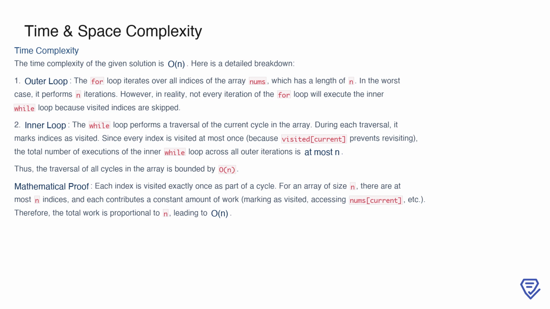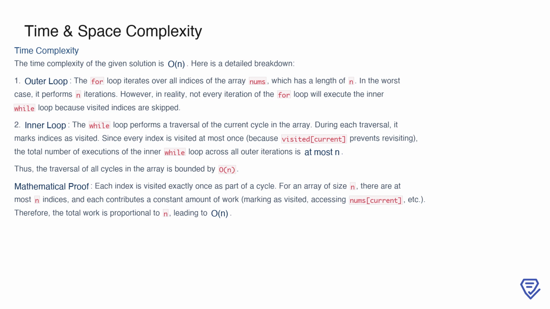First, we have the outer for loop, which iterates over all the indices of the array. If the array has n elements, the loop could potentially run n times. However, we skip indices that have already been visited, so not all iterations trigger the inner while loop. Next, the while loop is responsible for traversing cycles within the array.